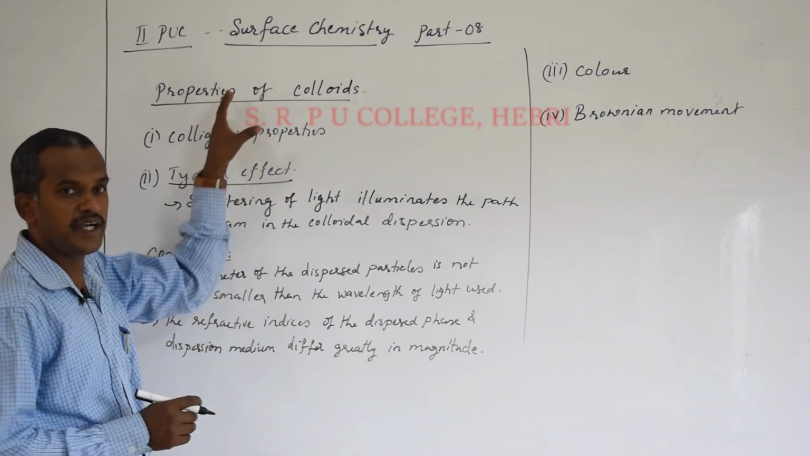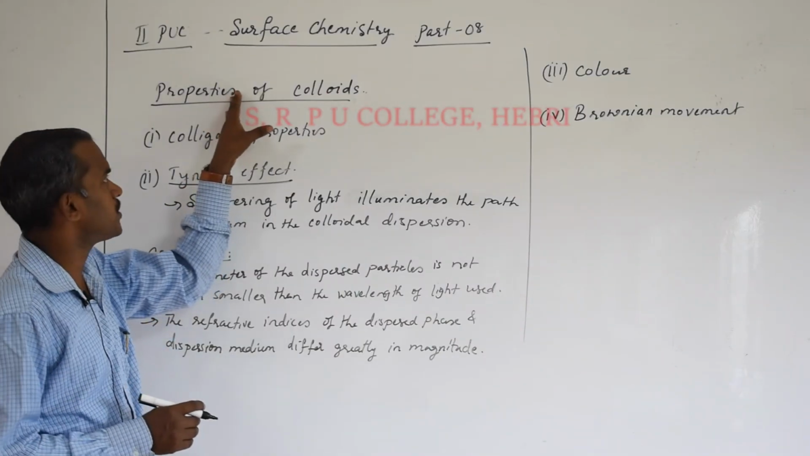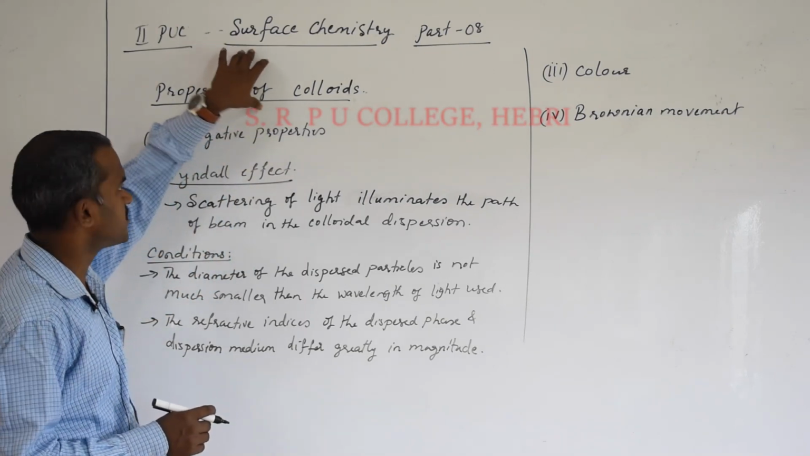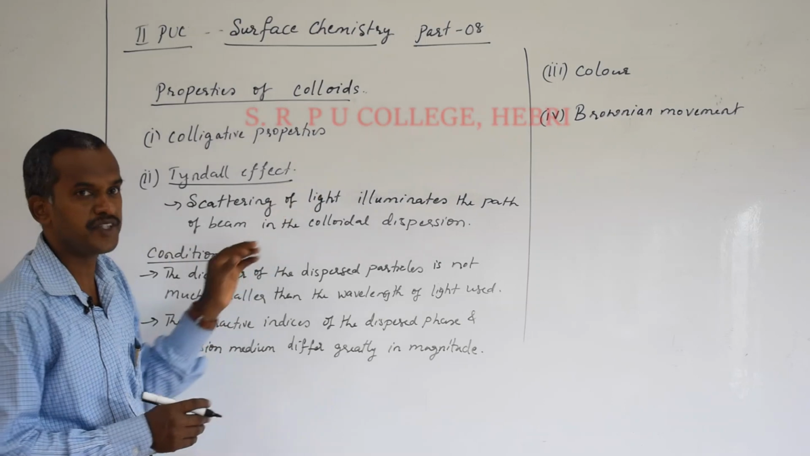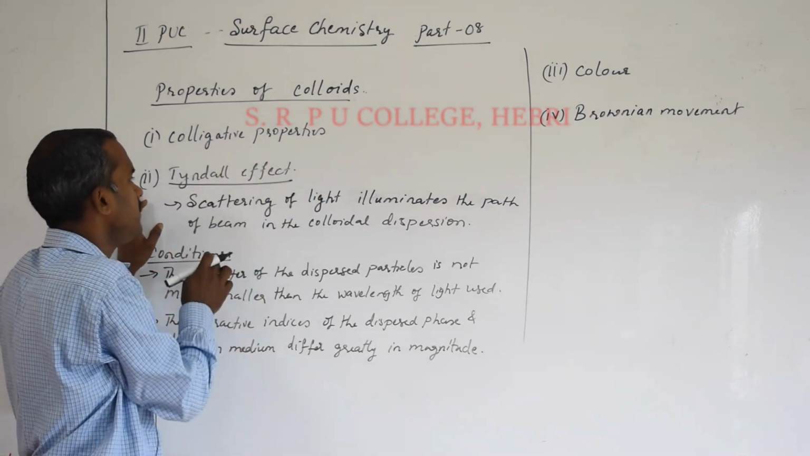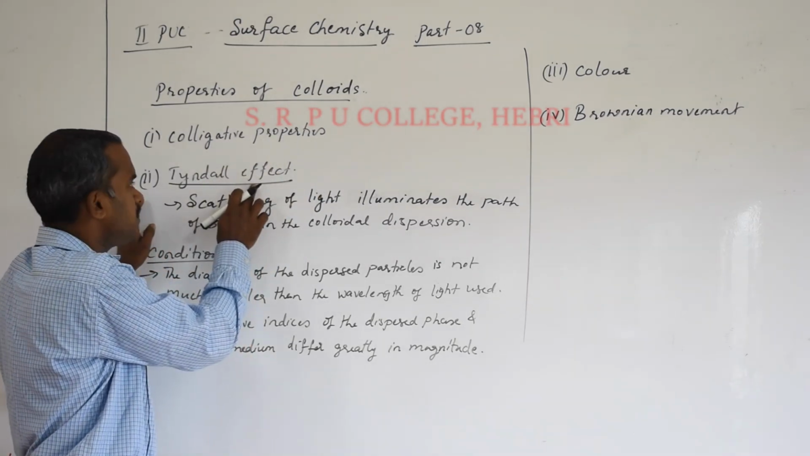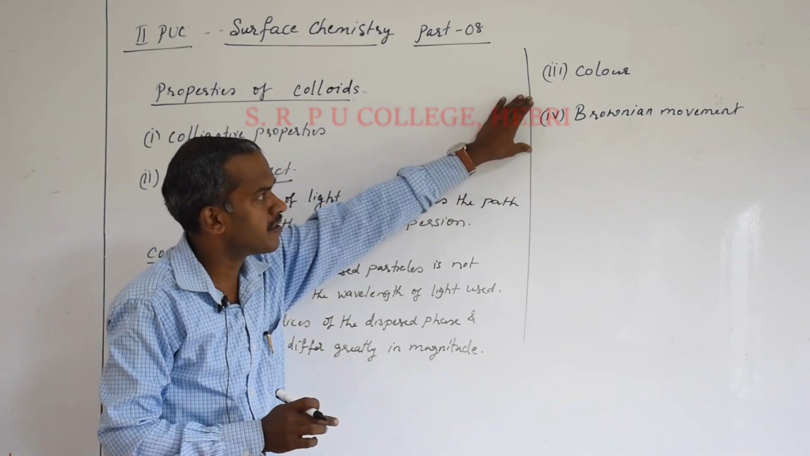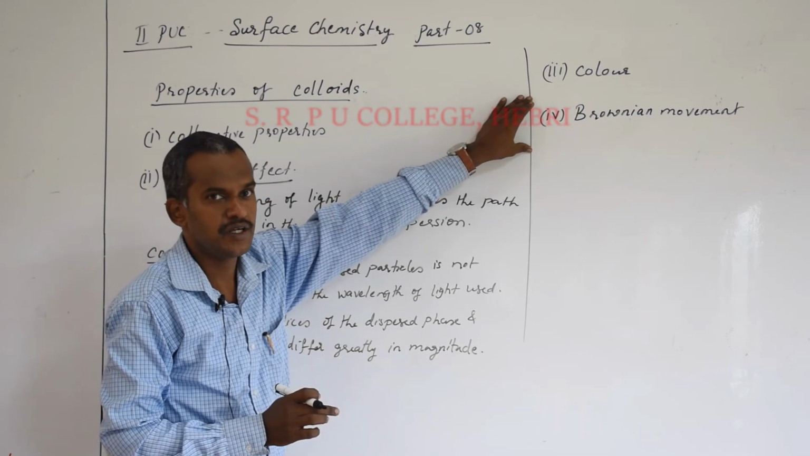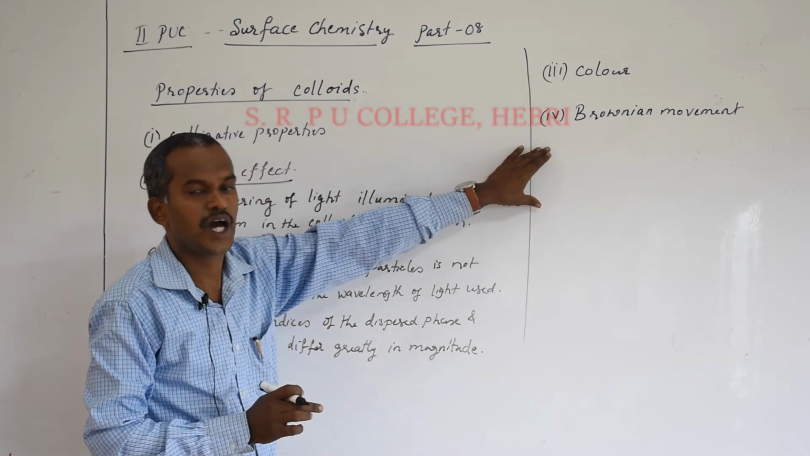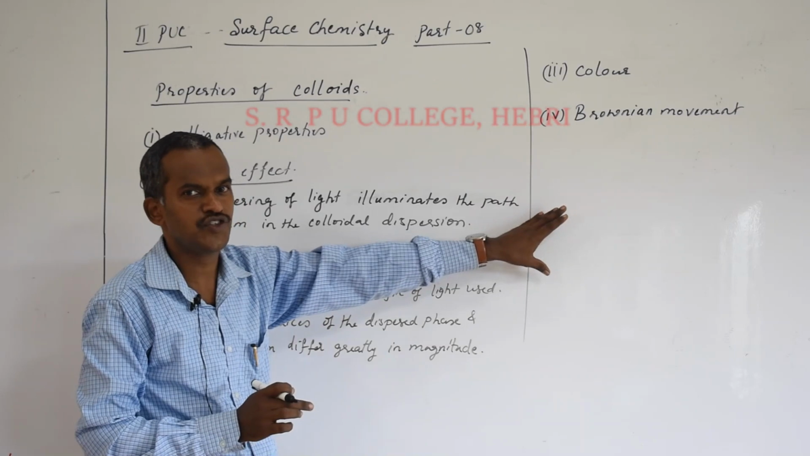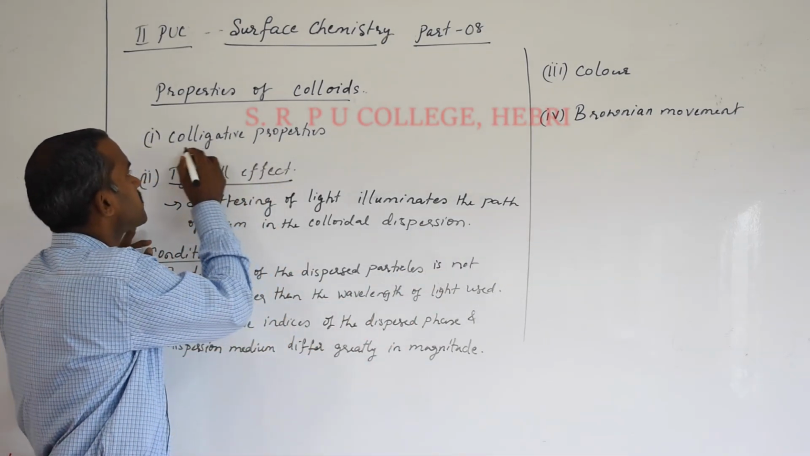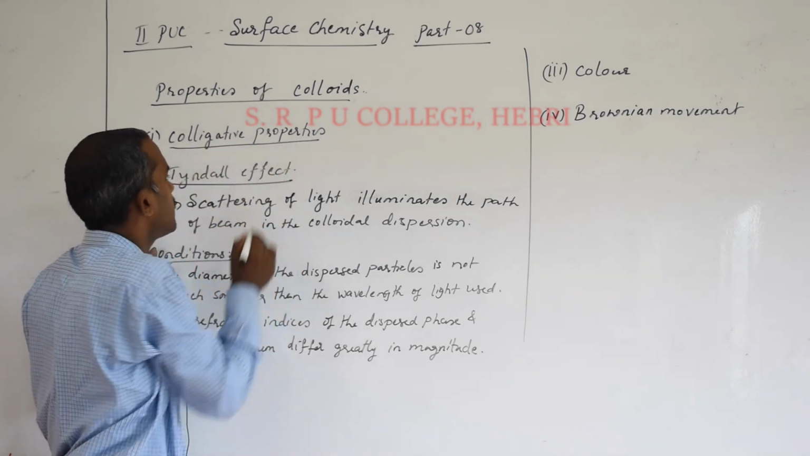Now let me continue with the properties of colloids. We're discussing totally 6 properties here. The first one is the colligative property. The second one is an optical property, the Tyndall effect. Third, we'll study about the color. Fourth, a mechanical property, Brownian movement. We'll discuss later about the charge on the particles and electrophoresis. Finally, about precipitation.